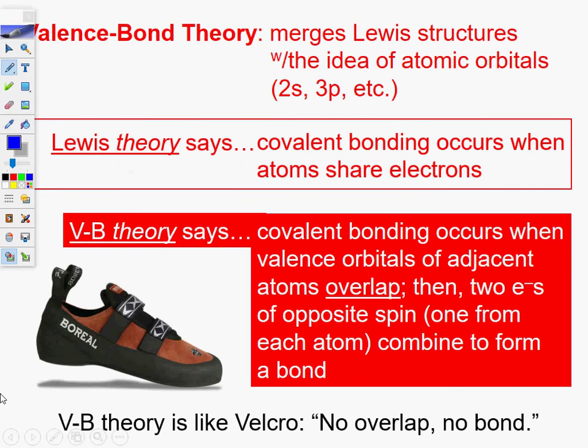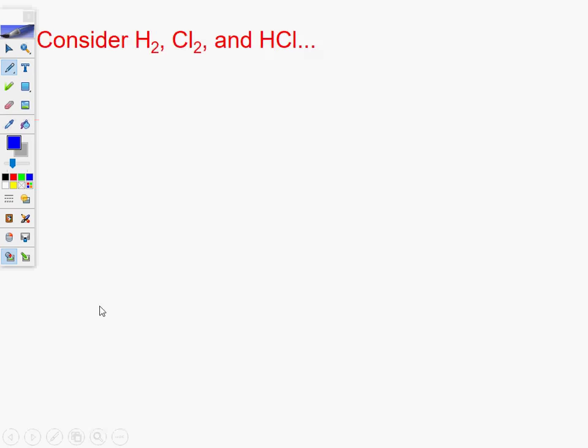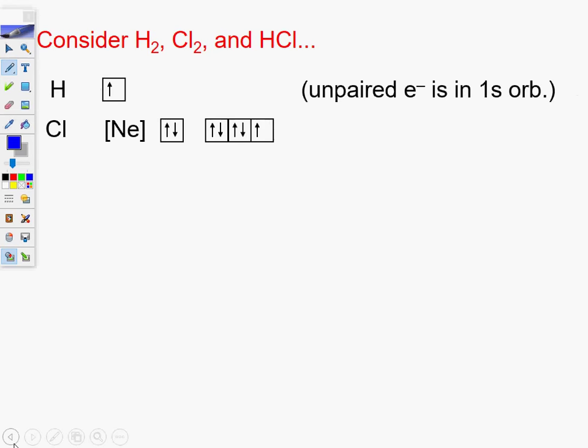Okay, let me just take a look at this. All right, so we need to talk about our sigma and pi bonds. This is all we're done. Yay. You want to know about sigma bonds? You're excited? All right. Valence bond theory says covalent bonding occurs when valence orbitals of adjacent atoms overlap. Then two electrons of opposite spin, one from each atom, combine to form a bond. It's like Velcro. No overlap, no bond. All right, consider H2, Cl2 and HCl. So we have an unpaired electron in the 1s.